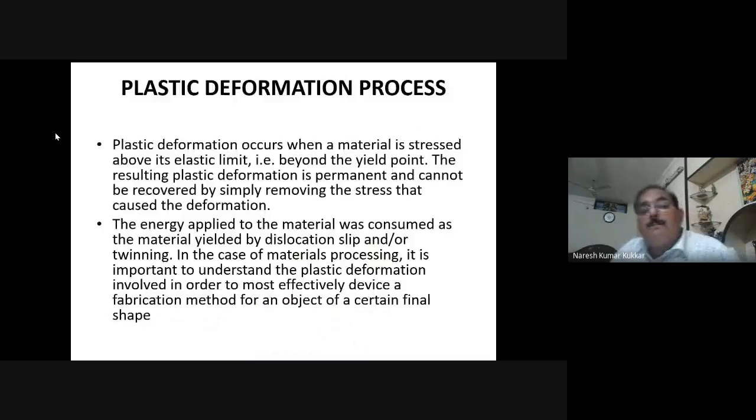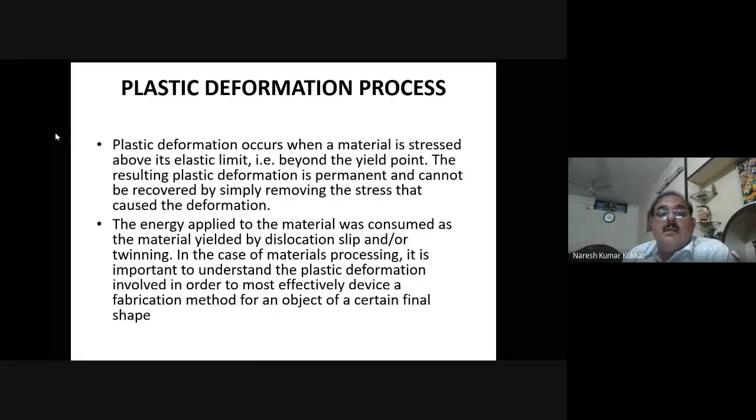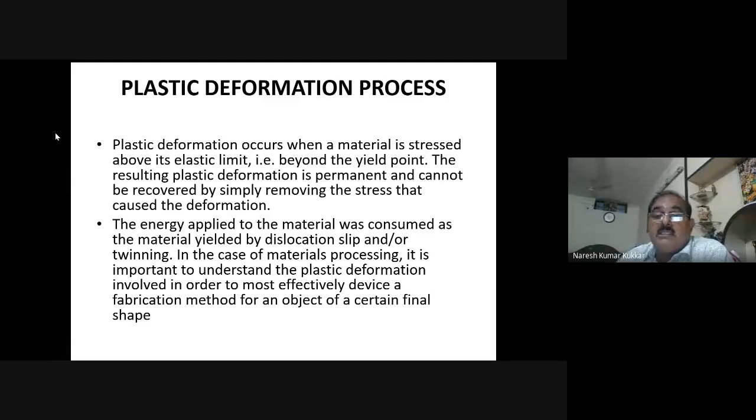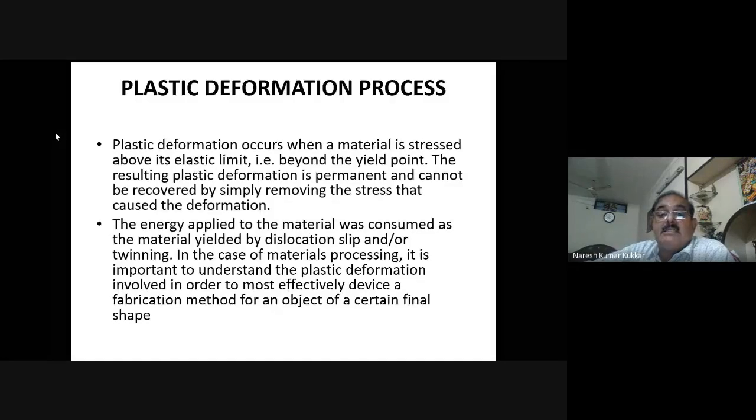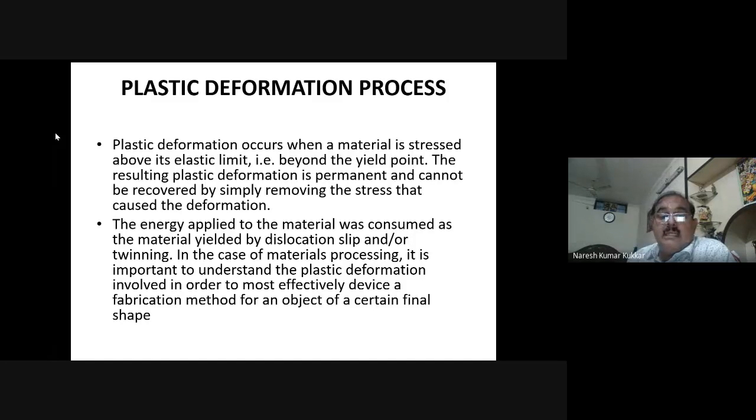Then comes the plastic deformation process. Plastic deformation occurs when a material is stressed above its elastic limit, beyond its yield point. The resulting plastic deformation is permanent and cannot be recovered by simply removing the stress that caused the deformation. The energy applied to the material is consumed as the material yields by dislocation slip or twinning.